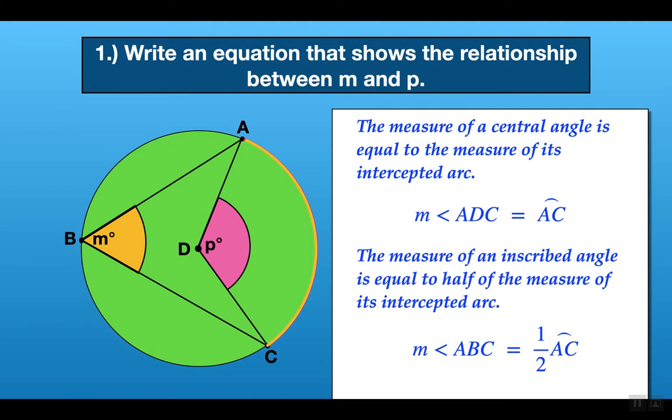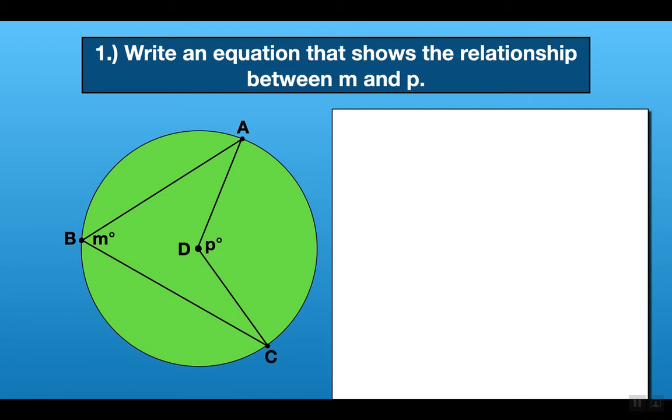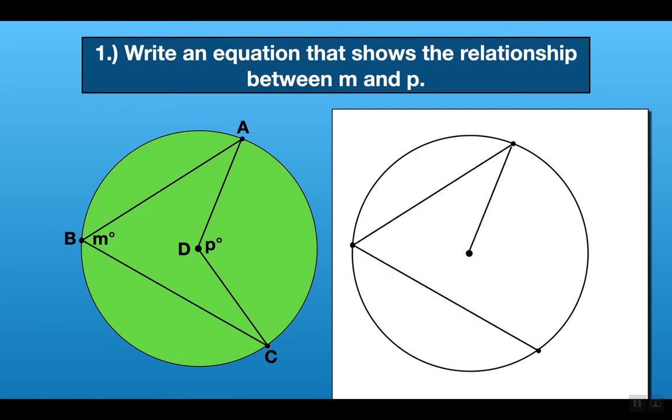arc AC. So let's make an example here with some easy numbers so that it'll be easier to visualize the relationship between these two angles. Let's draw the circle again and add some easy numbers. Let's say that the central angle is 100 degrees. How much would the measure of arc AC be? The measure of arc AC would also be 100 degrees. And what would be the measure of angle ABC? Angle ABC would measure 50 degrees.